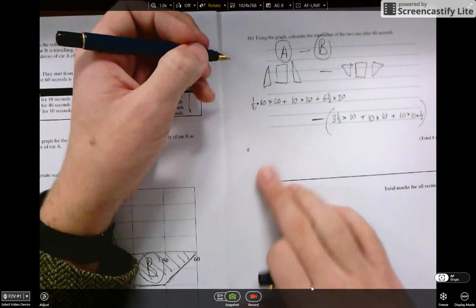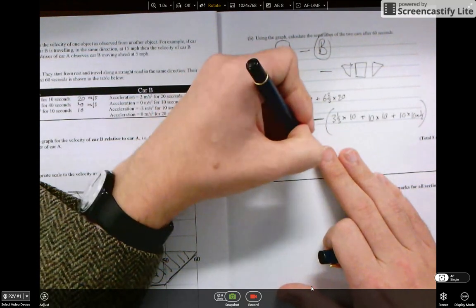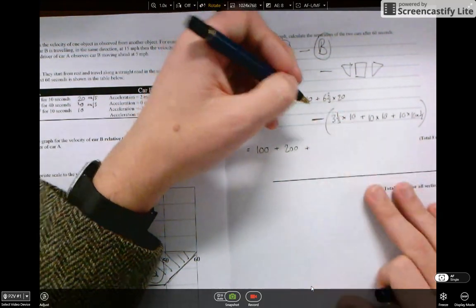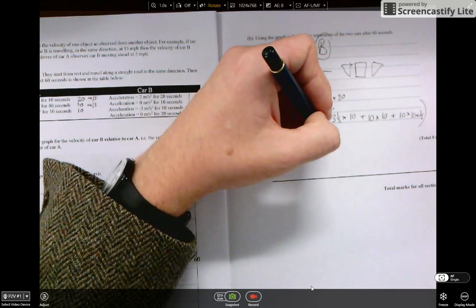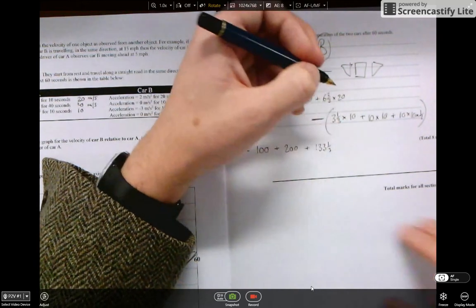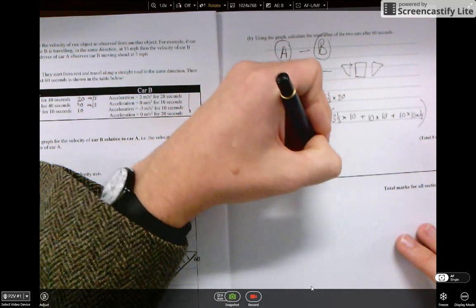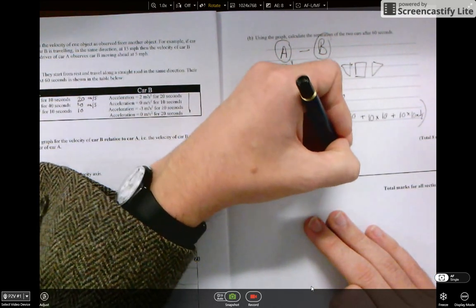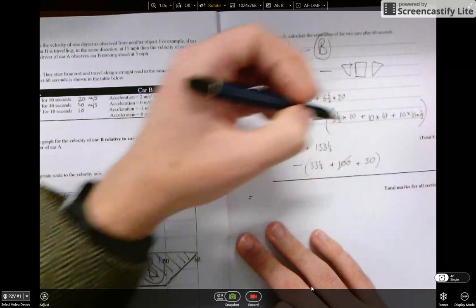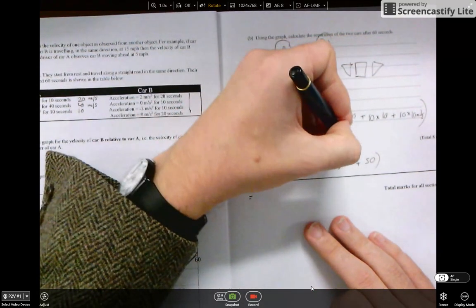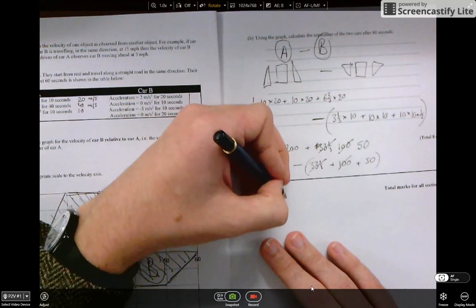So if you work all of these areas out, we've got a half times 10 20s, that's 200 times a half, so that's 100, plus 10 20s, that's plus 200, plus 20 times 6 2/3, that's 133 1/3. Take off 3 1/3 times 10, so that's 33 1/3, plus 10 times 10, which is 100, plus 50. So if I add all of these things up, 100 take away 100 is going to cancel. 33 1/3 take away 33 1/3, so that's just going to leave me with 100 up here. And then that 100 take away 50, there's going to be 50 there, so that gives me a final answer of 250 meters.